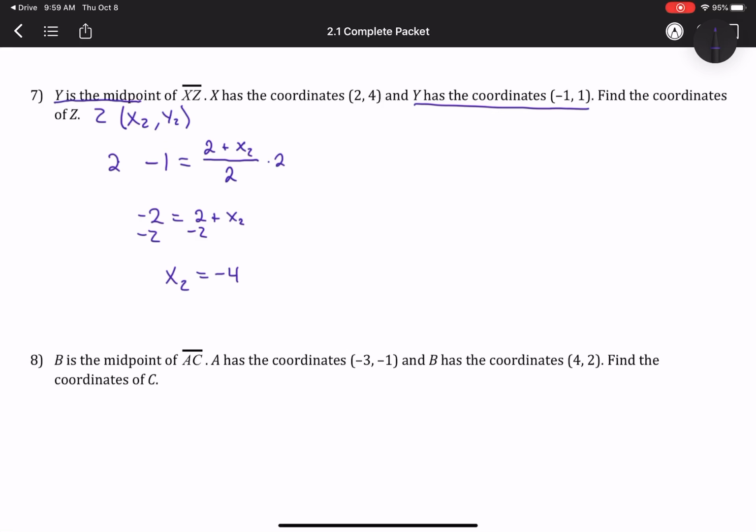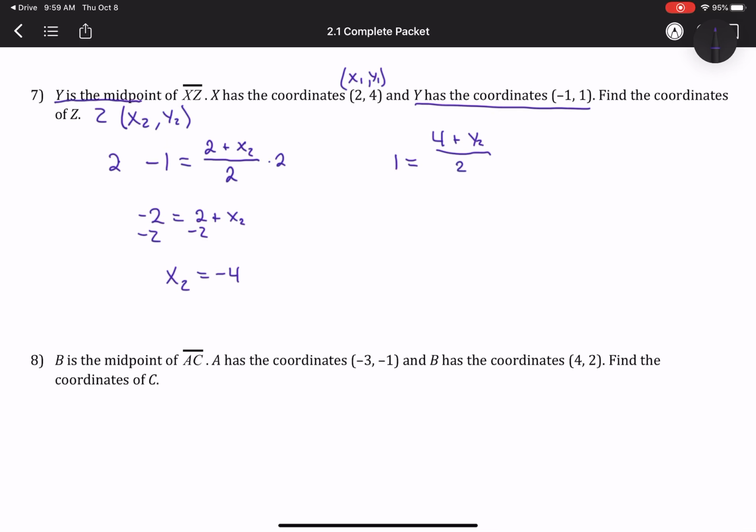I know my midpoint y coordinate is 1, and that is equal to my y1, which is from my x coordinate. So I have 4 plus my unknown y2 from point z, divided by 2. And again, that's from the midpoint formula. So I'm going to multiply both sides by 2. That gives me that 2 is equal to 4 plus y2.